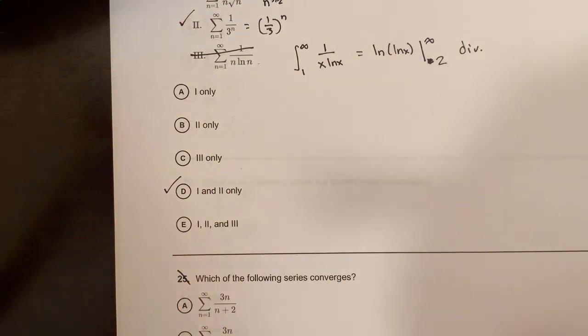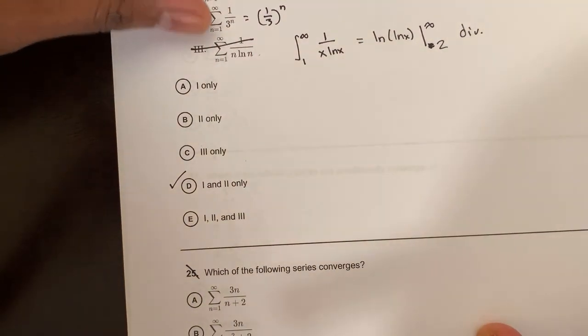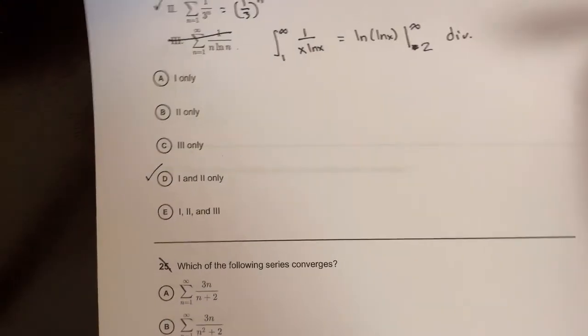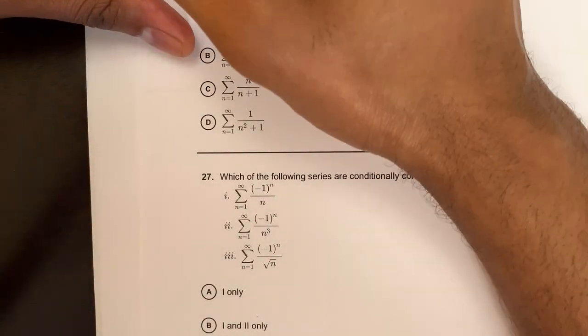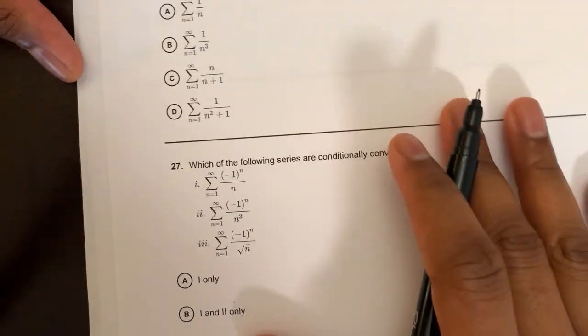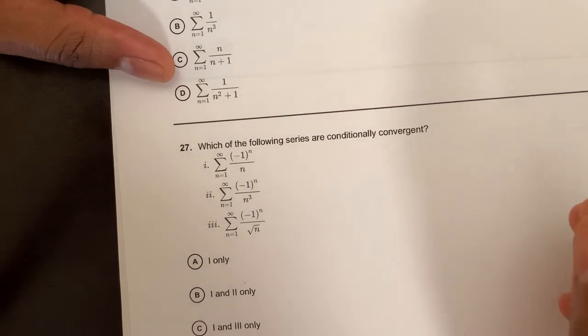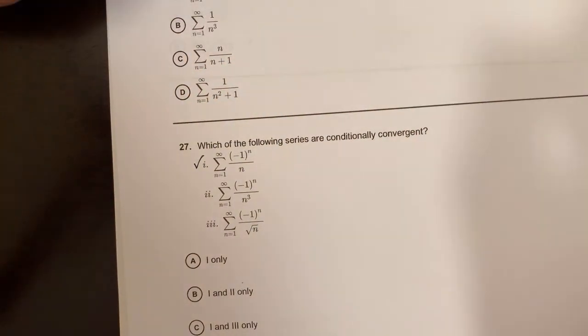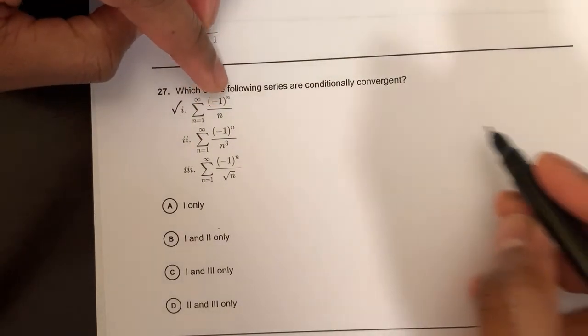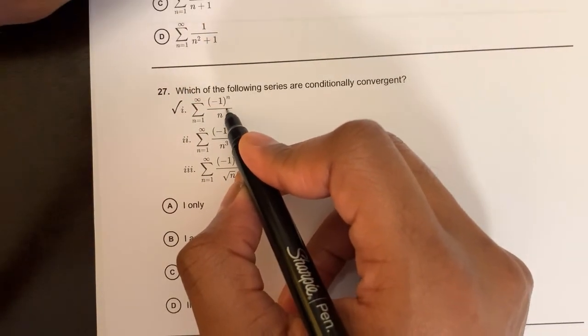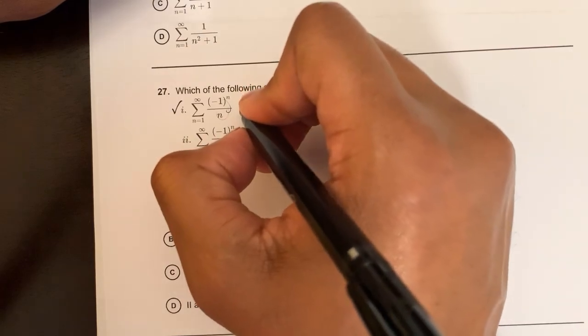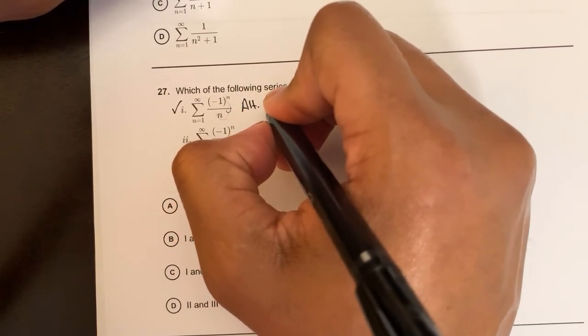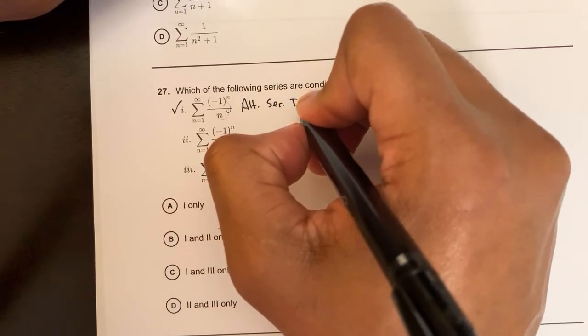25 was a direct comparison or limit comparison, so we skipped that one for right now. I think that leaves us with 26, which was a limit comparison, so we take that out. 27, which of the following series are conditionally convergent? 1 is the harmonic series if we ignore the negative one, so it's conditionally convergent because the alternating series test works on this one.